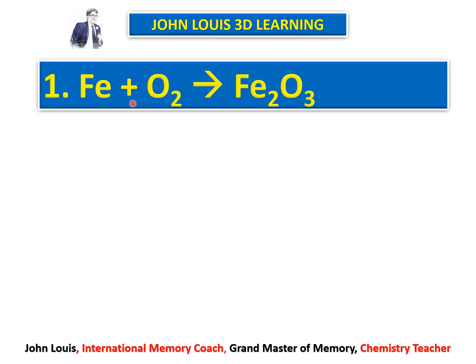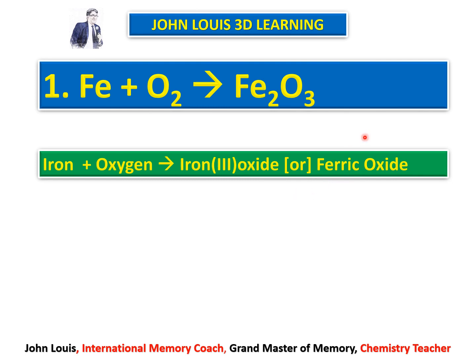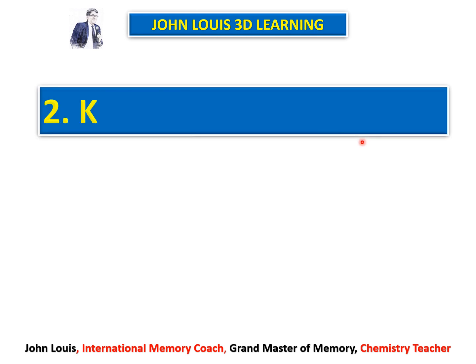What is the first one? Fe plus O2 gives Fe2O3. What is Fe? Fe is iron, O2 is oxygen, and here it is iron 3 oxide or ferric oxide. In two different ways you can write. Hope you would have got it correct. Let us move on to the second equation.